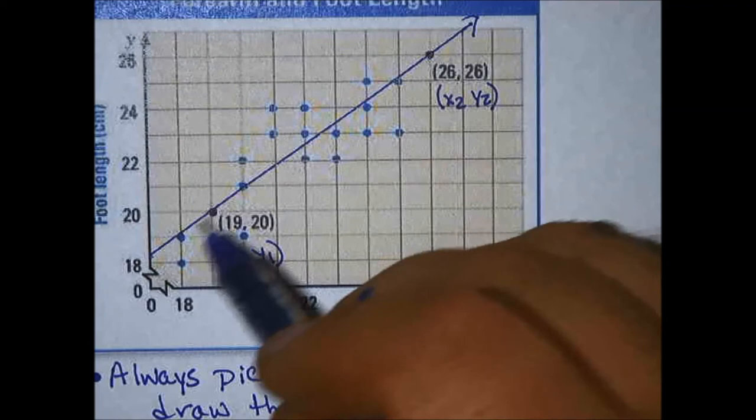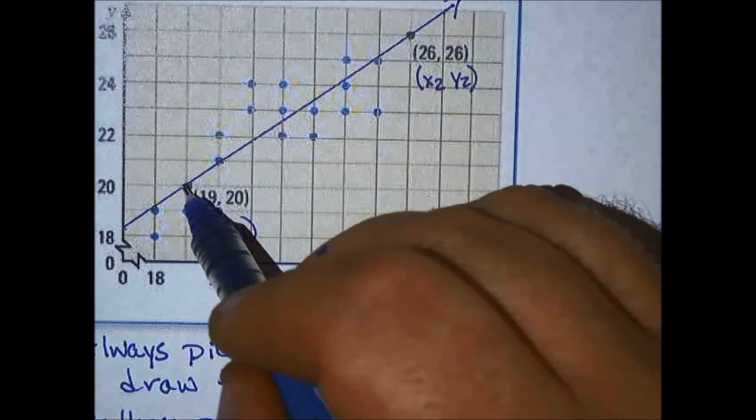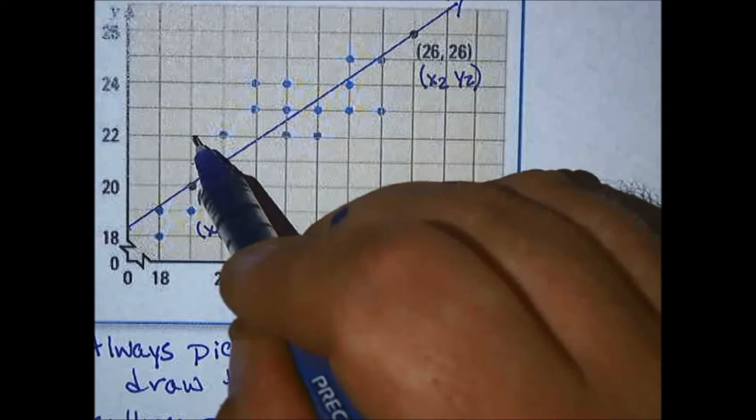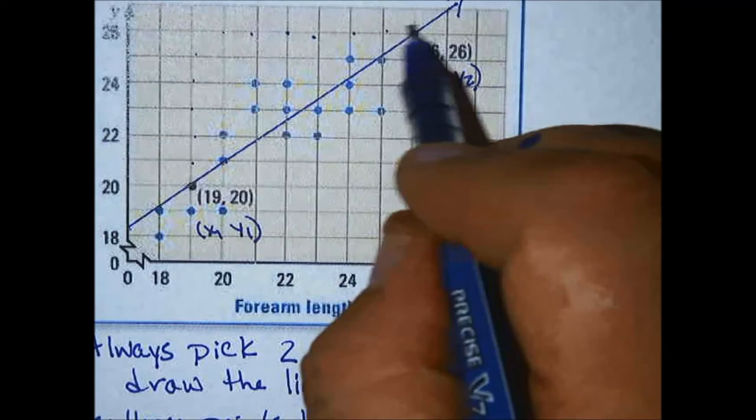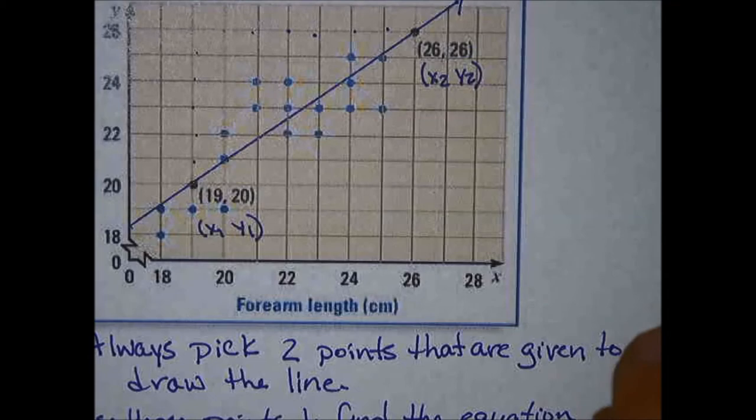And let's just see, do I really go up 6 and over 7 from this point to this point? 1, 2, 3, 4, 5, 6. 1, 2, 3, 4, 5, 6, 7. I do. Okay, so my slope's right. I'm guessing that my y-intercept's correct.